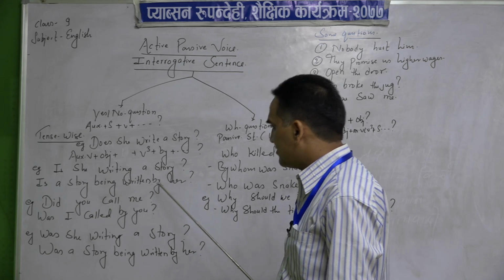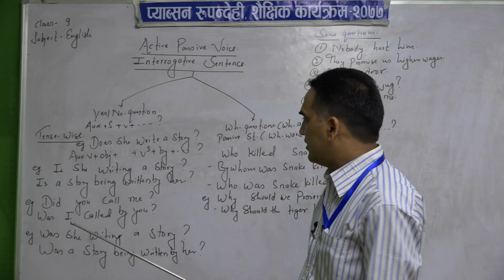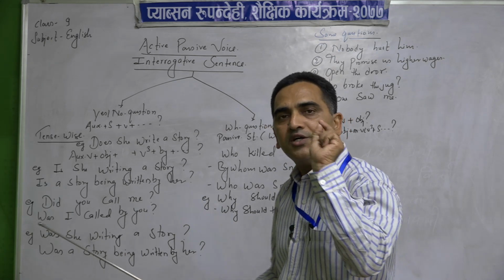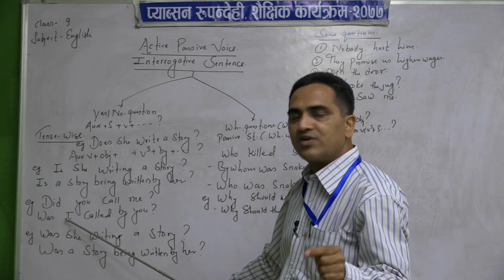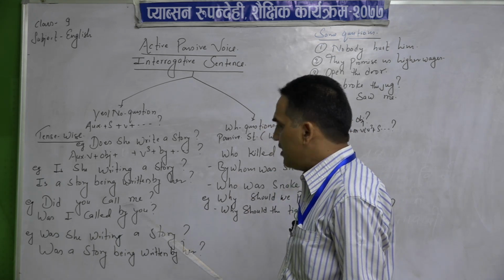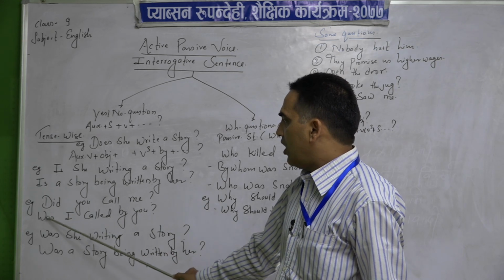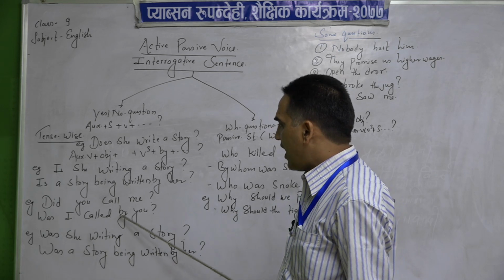Now it is passive. Did you call me? It is in simple past. All right. Simple past. Remember the formula: was/were plus object plus P3 plus by plus agent. So here, me means I, and I always takes was. So, was I called by you?